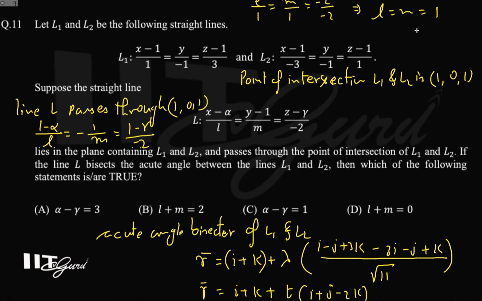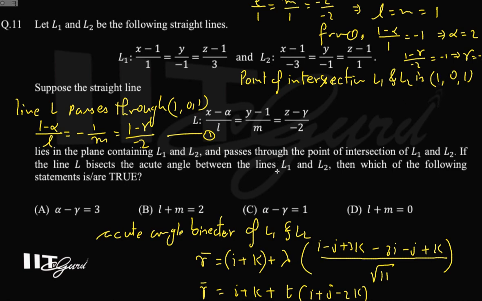And now from equation number 1 you can say over here, that is 1 minus alpha upon 1 is equal to minus 1. So this implies alpha is 2, and here 1 minus gamma upon minus 2 is equal to minus 1, and this implies gamma equal to minus 1. This is the final answer.